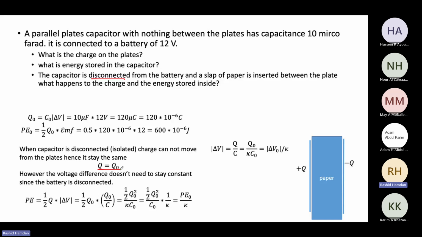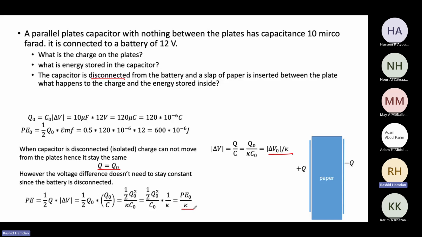Because the capacitance changed, the voltage changed. The electric field, once I put the paper in, is going to decrease. So the voltage will decrease. The voltage becomes delta V0 over kappa. So the potential energy becomes PE0 over kappa. So actually we reduce the energy that is stored in the capacitor.